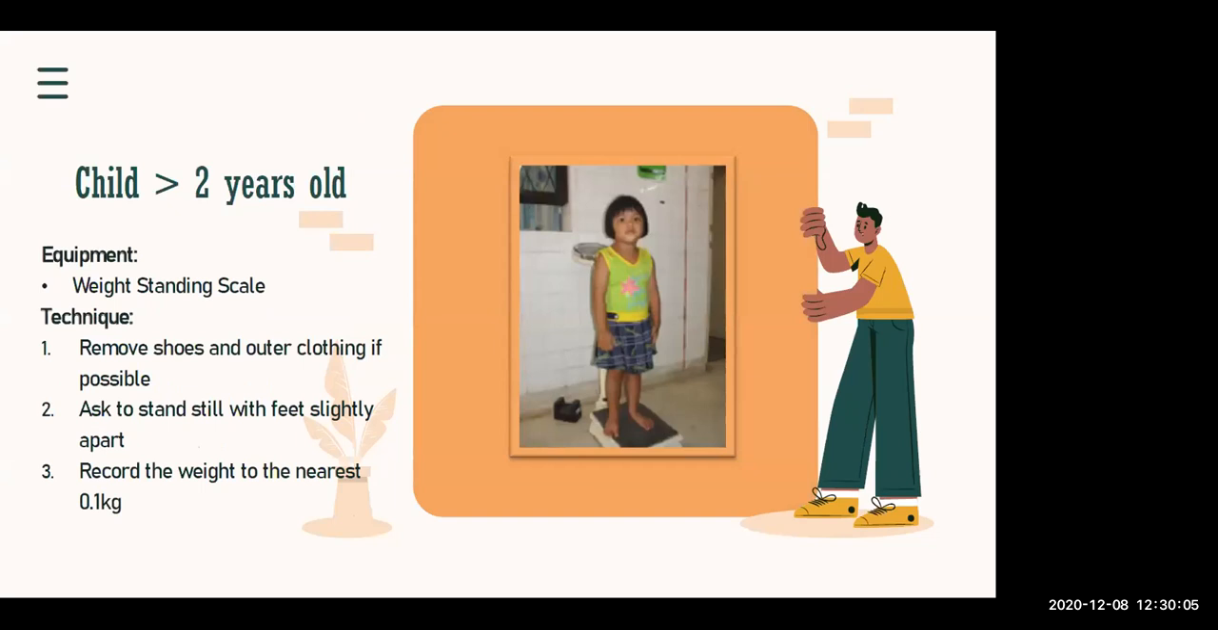Next is for the child aged more than 2 years old and able to stand alone. We use a standing weight scale for this type of measurement. First, we ask the child and their guardian to help the child remove the shoes and the outer clothes if possible in order to get an accurate measurement. Then we ask the child to stand still with feet slightly apart on the scale and record the weight to the nearest 0.1 kilogram.